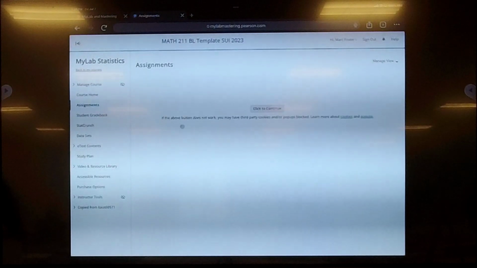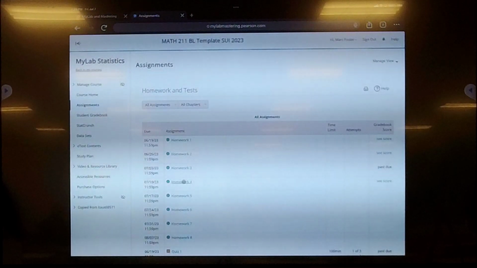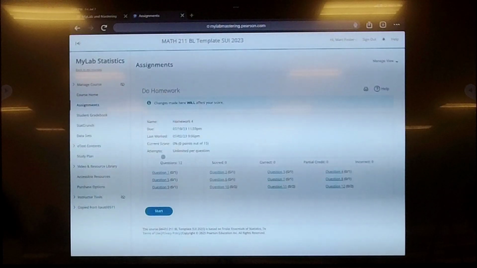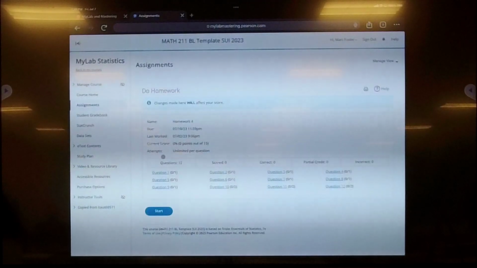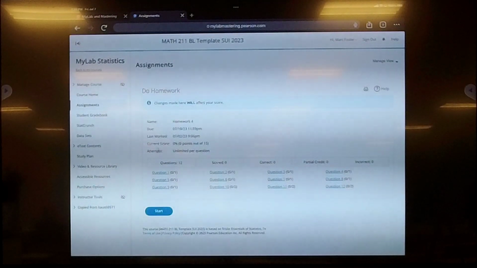So now I'm on the negative one. Me too, and it was wrong. Hold on, let me get to homework 4. You got a minus of 1? I did. Hold on. Did you get question 1? Yes, I did.